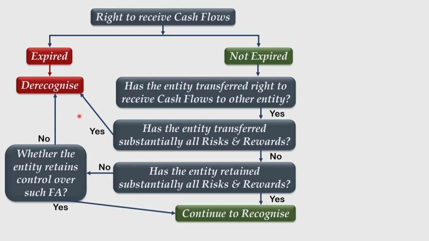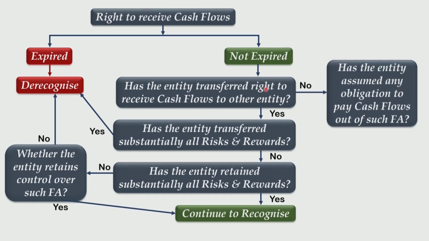However, one part of the flow is yet to be discussed. Look into this point. When we ask this question, has the entity transferred the right to receive cash flow to another entity? If the answer is yes, you continue with this flow. If the answer to this question is no, then you look into whether the entity has assumed any obligations to pay cash flows out of such financial asset. If the answer for this also is no, then simply continue to recognize the asset.